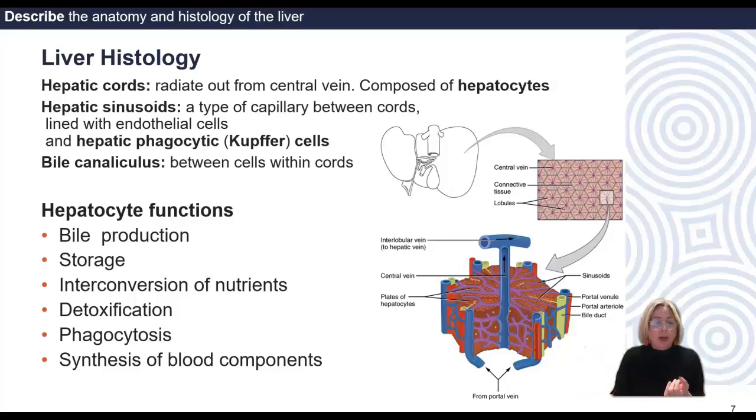They make bile, okay? They're involved in storage. Don't worry, I'm going to get onto all of these on the next slide. They're involved in the interconversion of nutrients. They're involved in detoxification. And I guess when we think about the liver, we always think about it detoxifying different things. That might be drugs, medications, foods, and also alcohol, and lots of things that have to be detoxified. Remember, I talked about ammonia in the urinary topic, and that's converted to a less toxic urea in the liver. Okay, I'm getting ahead of myself. Phagocytosis of any debris and synthesis of blood components. So let's go through all of those things on the next slide.